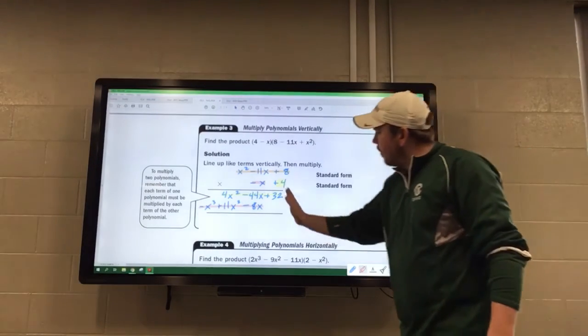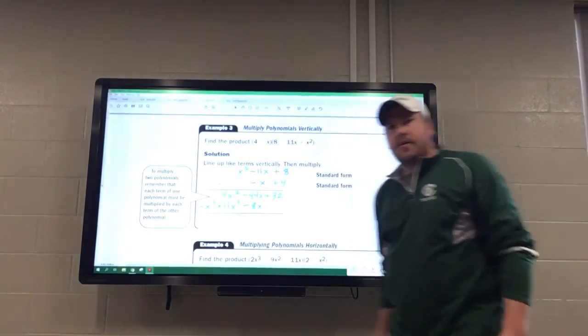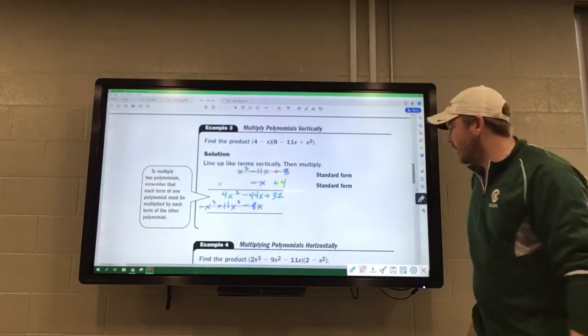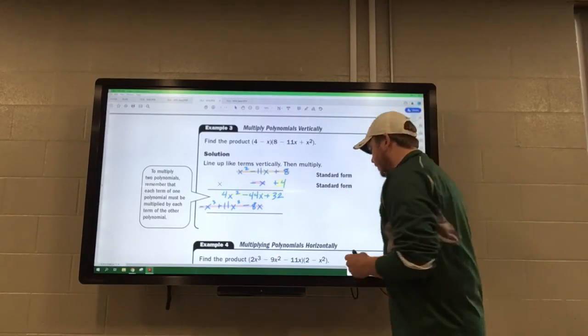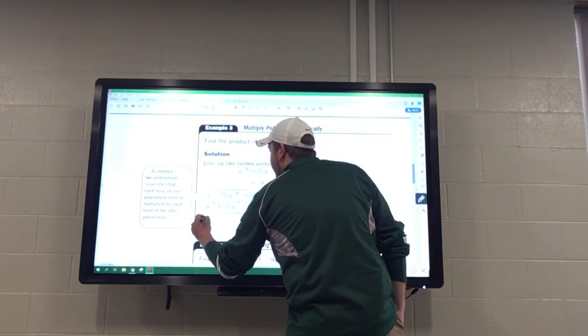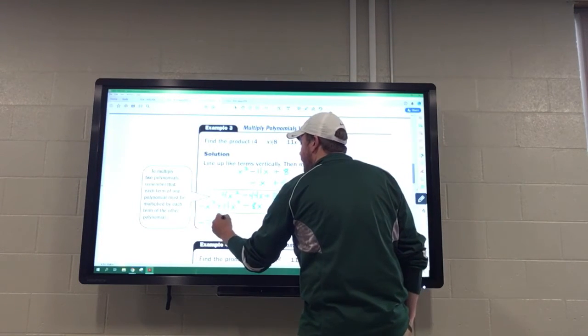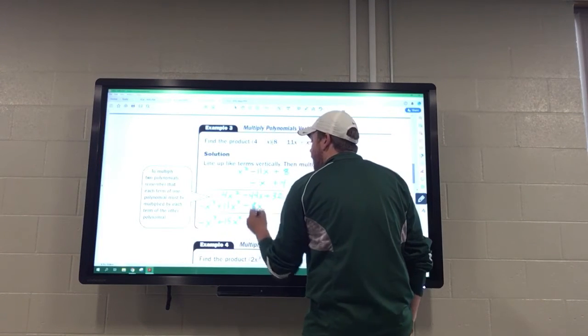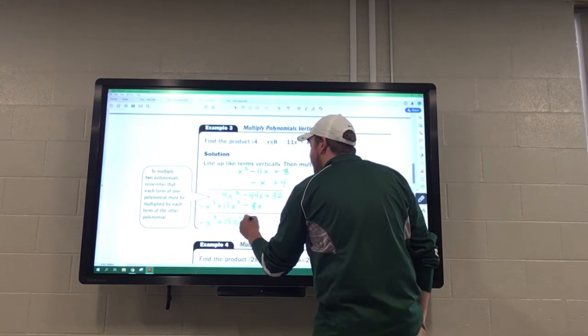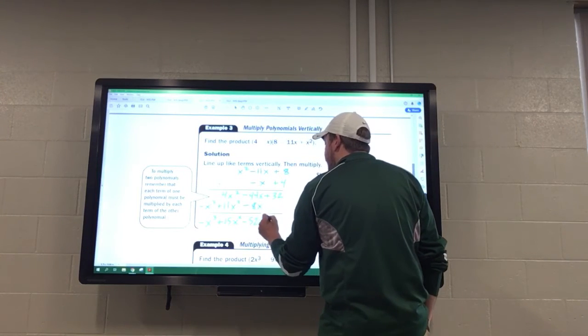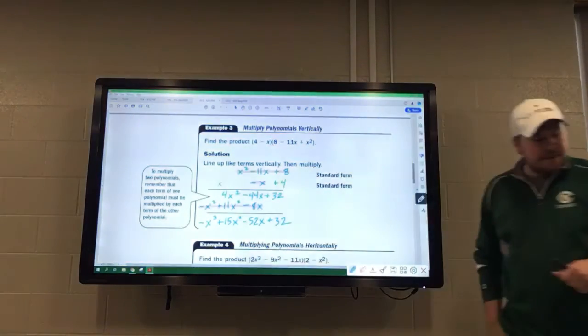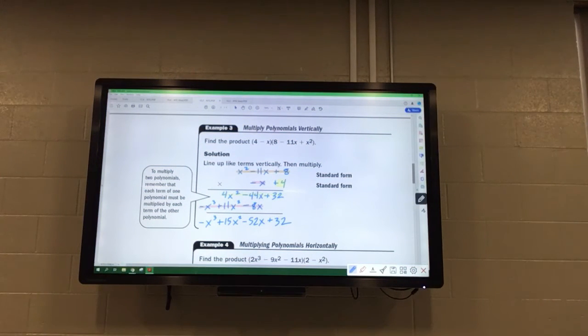And if you were careful to put like terms above one another, just like we added vertically in 10-1, you can just add straight down. So, nothing plus negative x cubed is negative x cubed. 4x squared plus 11x squared is 15x squared. Negative 44x minus 8x is negative 52x. And 32 plus nothing else is 32. So my final answer should be negative x cubed plus 15x squared minus 52x plus 32. That would be how we multiply vertically.